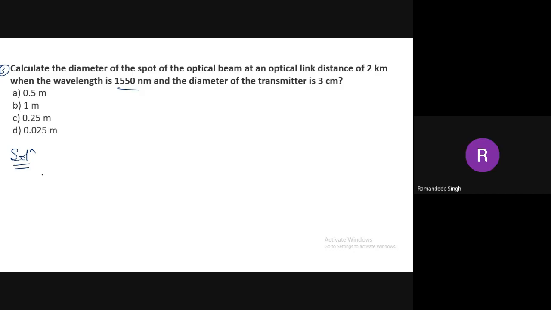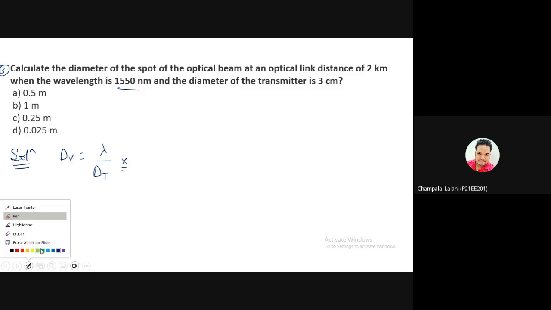I think dr is equal to lambda r by dt. No, this is not the correct way. Anyone else?